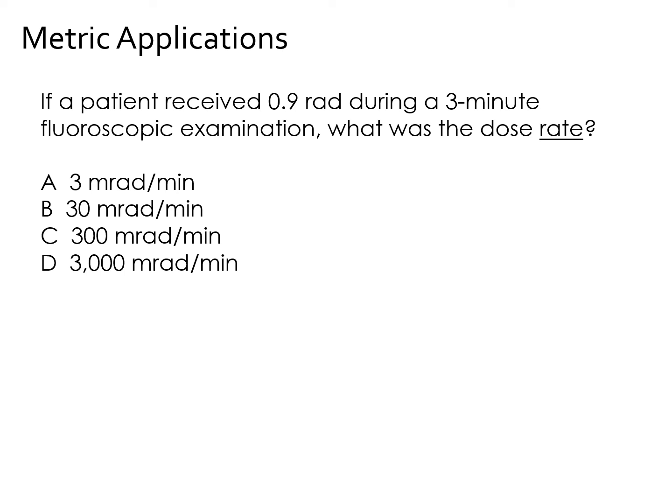And the next one, if a patient received 0.9 rads during a 3-minute fluoroscopic examination, again, what is the dosage rate? I'm going to look at my answer first. I need millirads divided by minutes. Well, I'm given rads. So first off, I need to make that a millirad. And then I can divide by minutes because that's already in minutes.